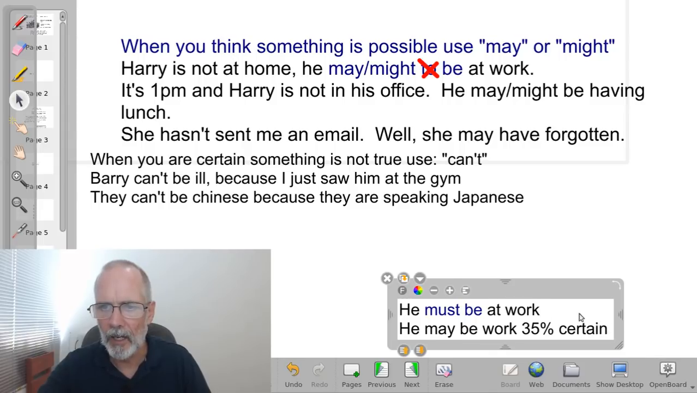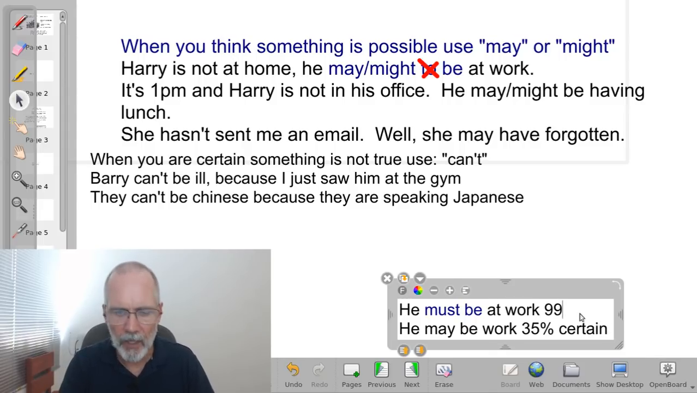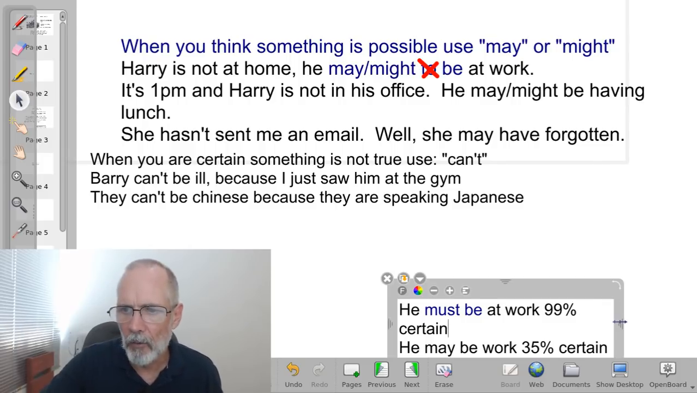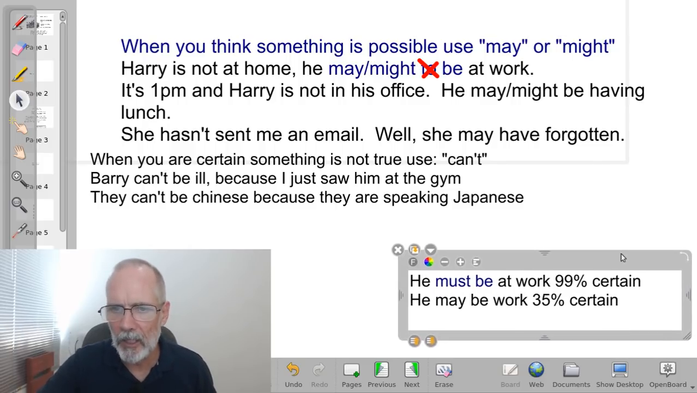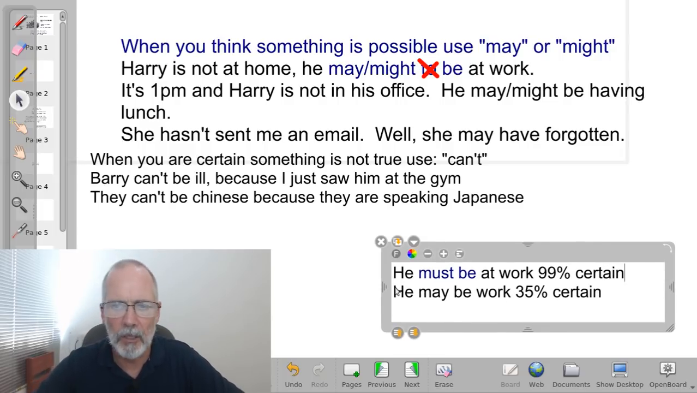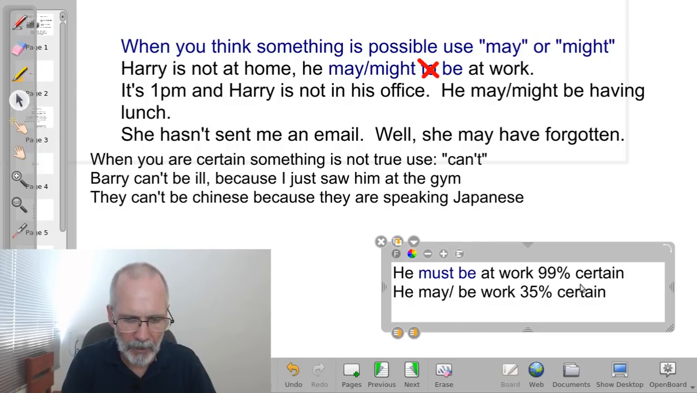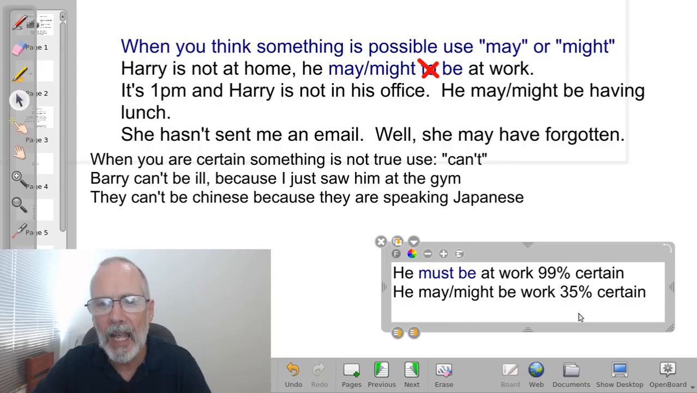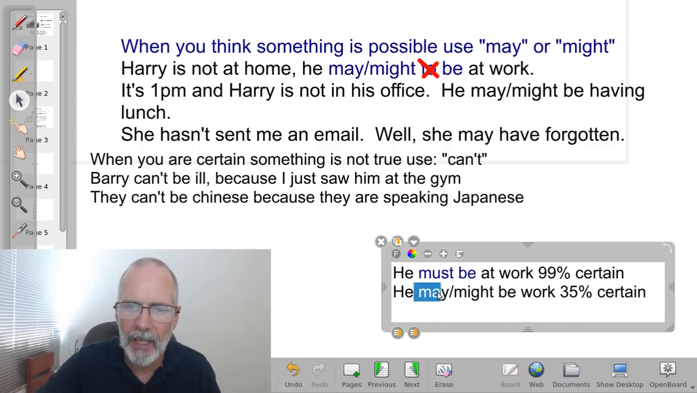And this one here, he must be at work, is 99% certain. I don't think you can ever be 100% sure of anything, so you can't say 100%. So that's the difference. And might, as I said earlier, is the same, but might is less formal. May sounds more formal. That's the only difference between may and might.